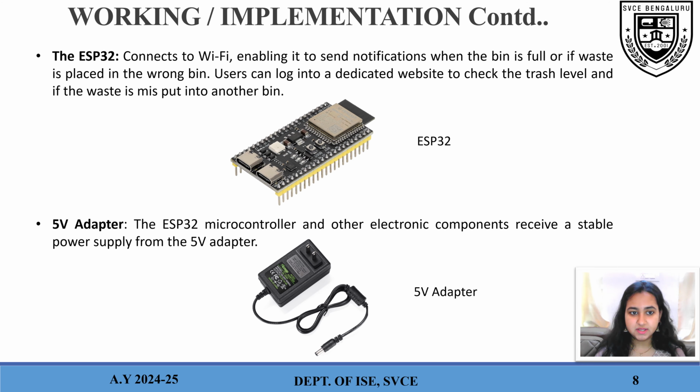Then the ESP32. This is a device that connects to Wi-Fi, enabling it to send notifications when the bin is full or if the waste is placed in the wrong bin. Users can log into a dedicated website to check the trash level and if the waste is misput into another bin. Then the 5-way adapter. We will require a power supply to make this process work for all the devices. Hence, we'll require a 5-way adapter.